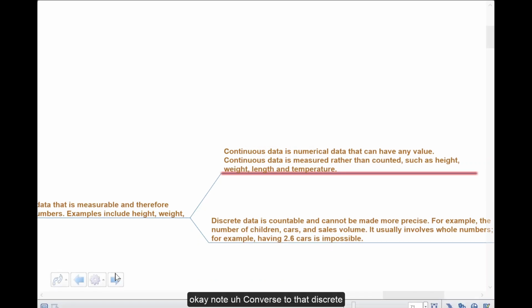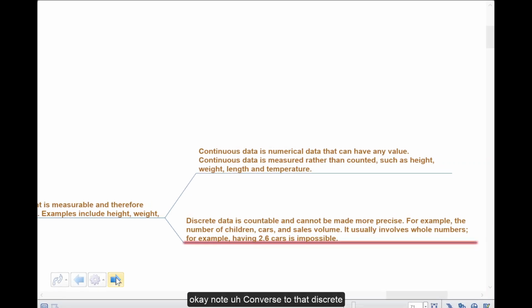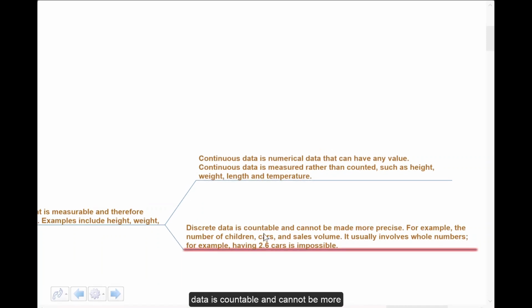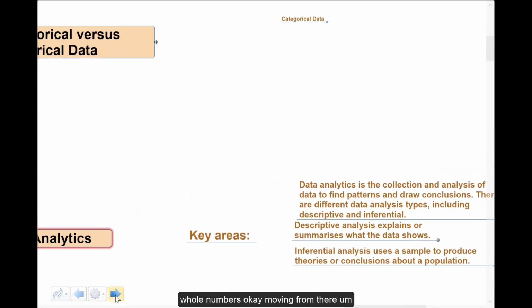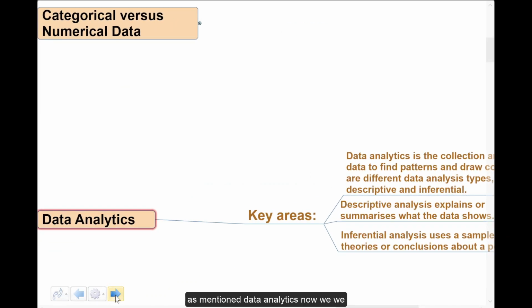Note, converse to that, discrete data is countable and cannot be more precise. So for example, the number of something, the number of children, number of cars, sales volume, etc., normally whole numbers. Okay? Moving from there, as mentioned, data analytics.